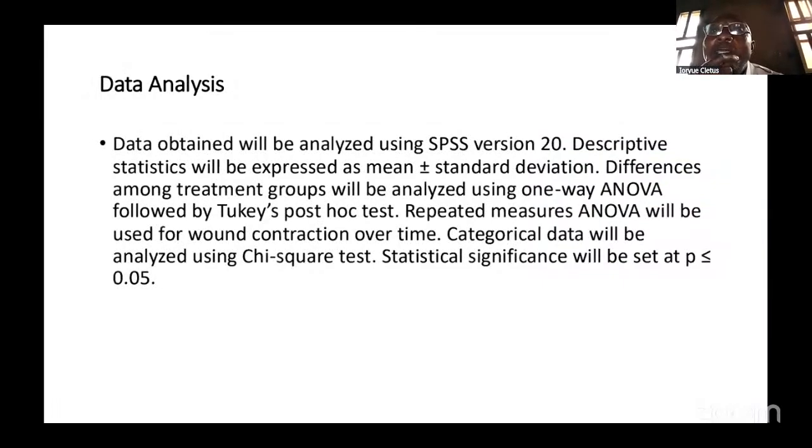Data analysis. Data will be analyzed using SPSS version 20, and descriptive statistics will be expressed as mean plus or minus standard deviation. Differences among treatment groups will be analyzed using one-way ANOVA, followed by Tukey post-hoc tests. Repeated measures ANOVA will be used for wound contraction over time. Categorical data will be analyzed using chi-square test. Statistical significance will be set at a probability of less than or equal to 0.05.